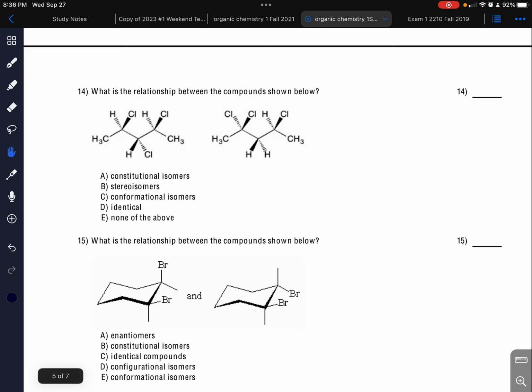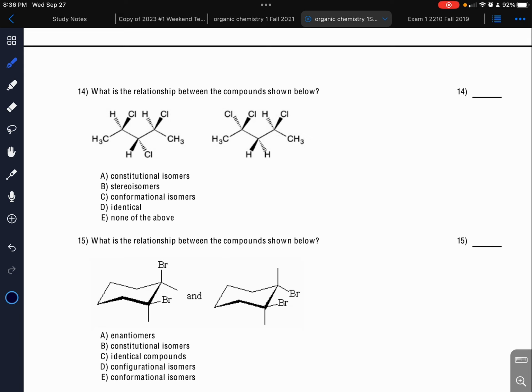All right, now we get to 14. Also similar looking. Do they have the same chemical formula? 1, 2, 3, 4, 5 carbons. 1, 2, 3, 4, 5 carbons. 1, 2, 3 chlorines. 1, 2, 3 chlorines. They both have the same chemical formula because there's 0 degrees of saturation. So they cannot have different formulas.